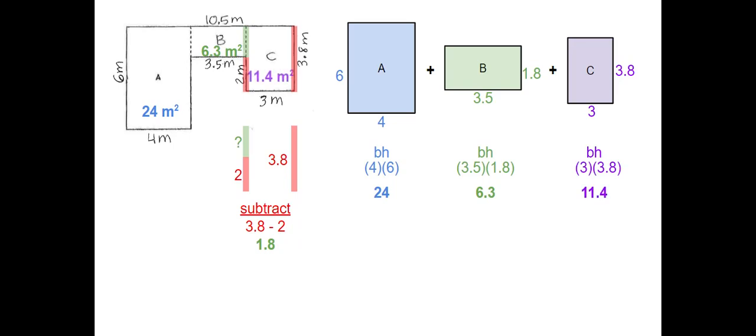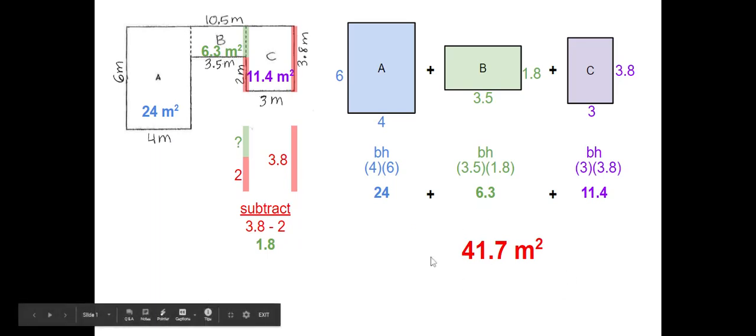Make sure you bring your signs down, okay, of plus. And I'm going to add the area of A, 24, plus the area of B, 6.3, plus the area of C, 11.4. Add all those together and you get 41.7 meters squared, because each of these was in meters. And if you're finding the area, it's always meters squared. Okay, congratulations. You just found the area of that composite shape.